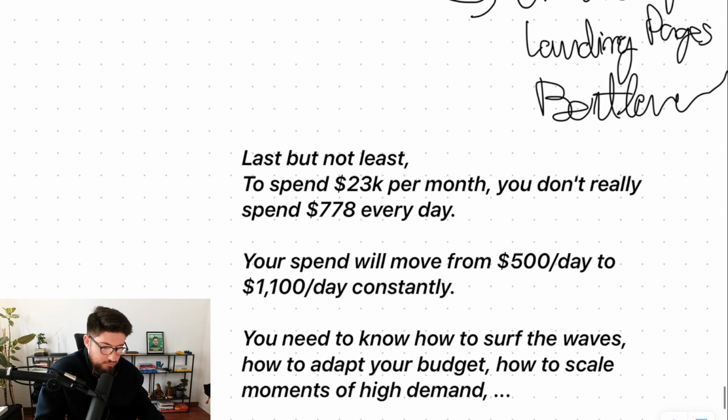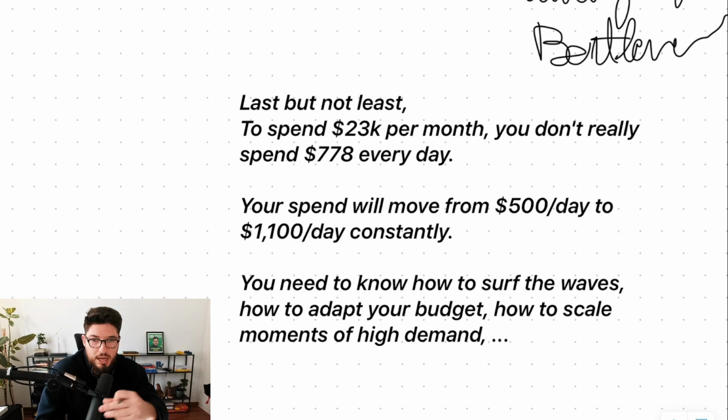Last but not least, if you want to spend 23K per month, you don't really spend 700 every single day. What you do is, in between 500 and 1,000, you're constantly moving. You need to know how to surf the waves, how to adapt your budget to the specific moment in the week, in the month, salary, no salary, top day of the week, worst day of the week, etc., to go either more towards the 500 or towards the 1,100. And then you scale in moments of high demand. When there is low demand, you go down, you protect your budget.